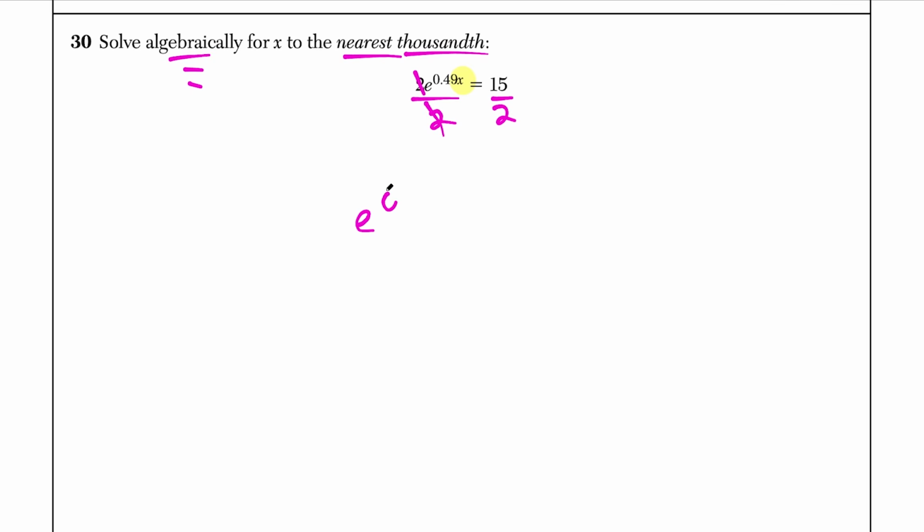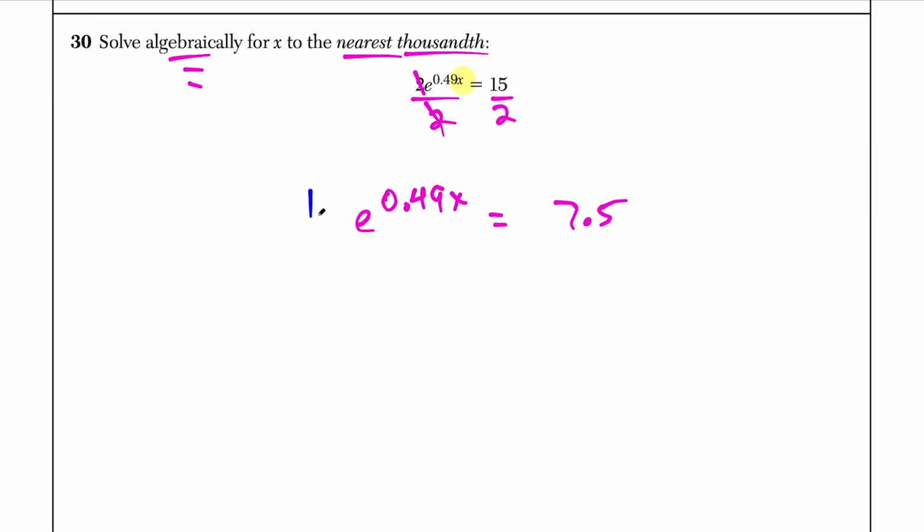And now we have e to the 0.49 times x equals 15 divided by 2, which is 7.5. So we'll just write it like this. And now we have to think here. What is the opposite of e? Because we want e to cancel out. And the opposite of e is natural log.